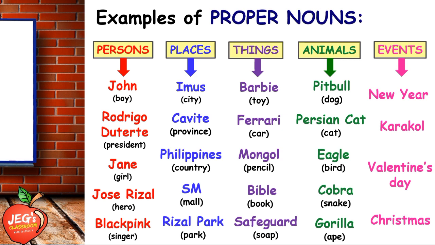As you can see, all of these are examples of proper nouns, and proper nouns always start with a big or capital letter. Whenever you write a sentence, please don't forget to capitalize proper nouns.